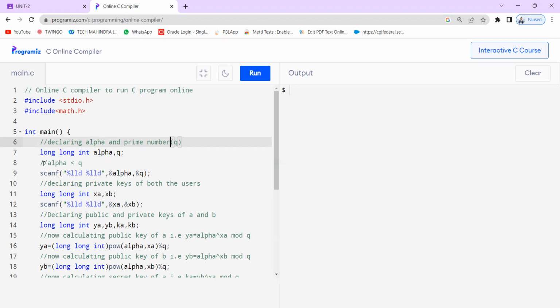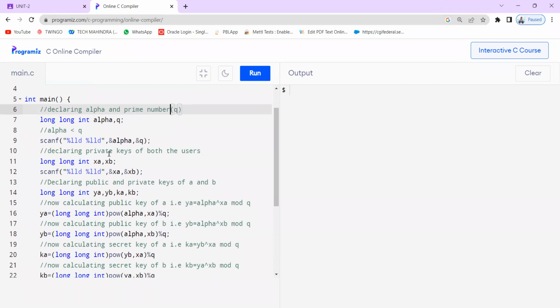Here we should follow the condition that alpha should always be less than q. We declare alpha and q as long int, to store large values. Then we read the values of alpha and q. Next, we declare the private keys of both users, that is xa and xb, also as long int. Then we read both private keys, xa and xb.